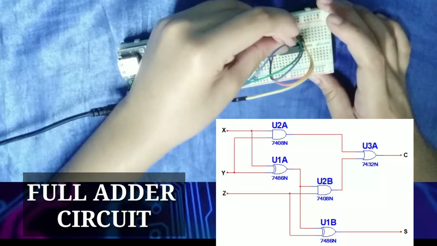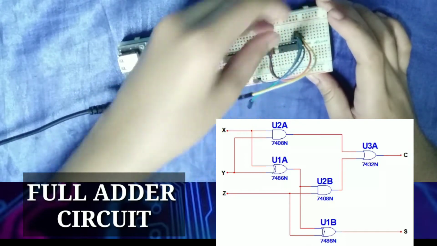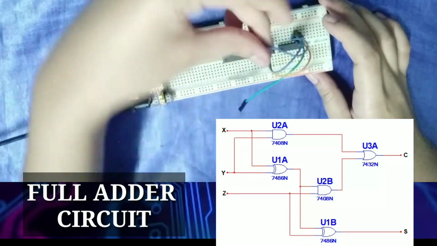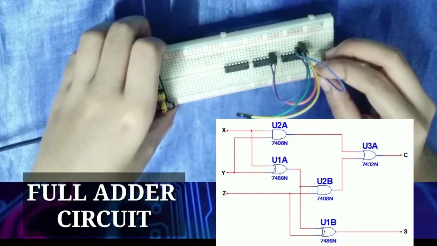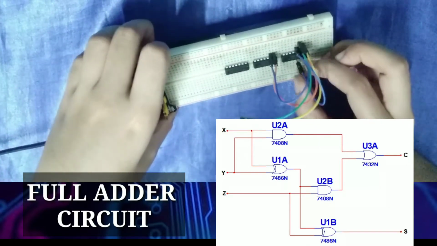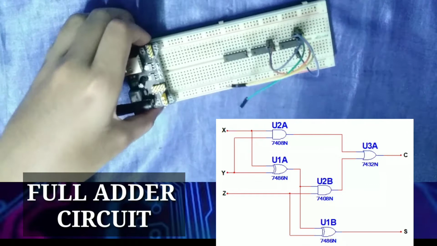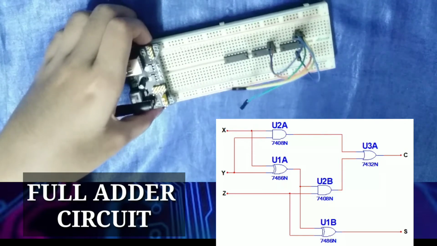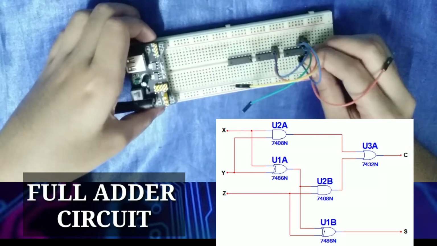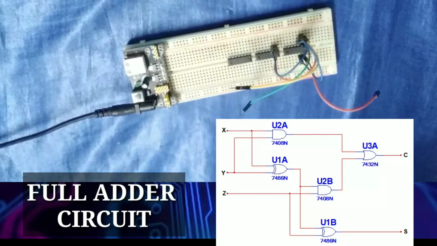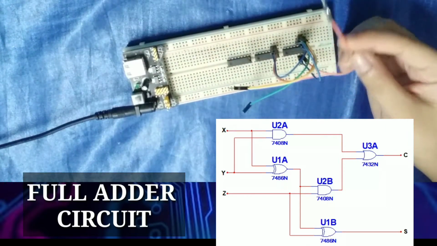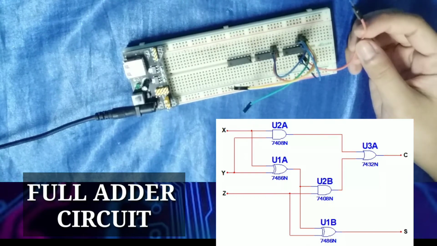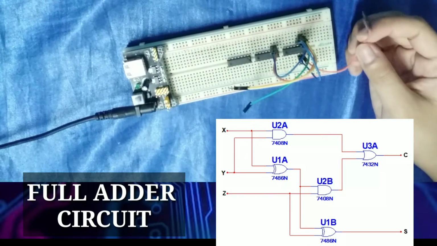Now, let's connect pin number 3 of the 7486 to its pin number 12, on the other side of the 7486 IC. And let's also connect another wire on pin number 13 of the 7486 here. This orange wire will serve as our Z input, as you can see on the full adder logic circuit diagram.